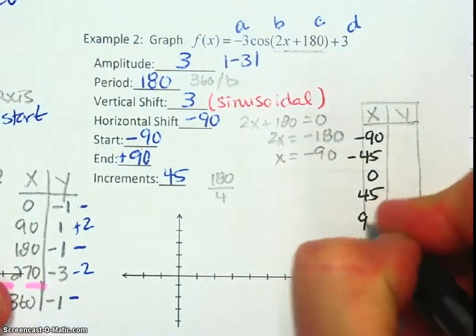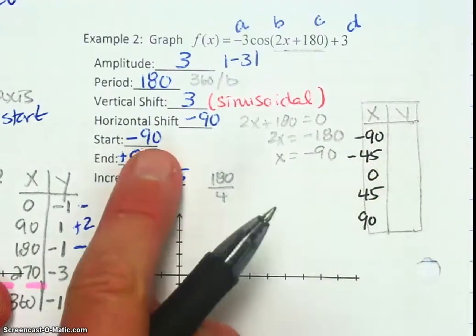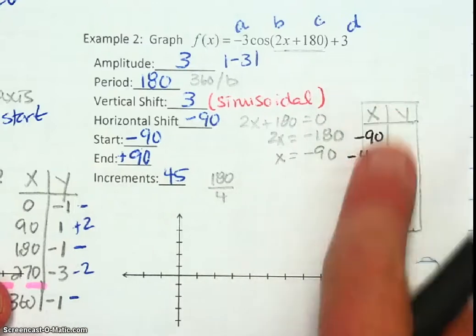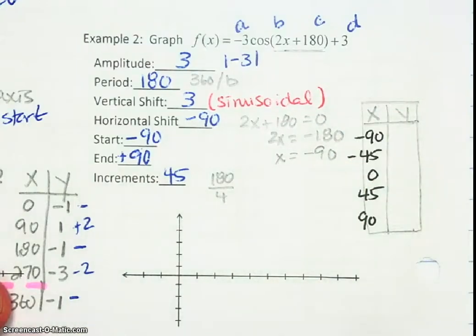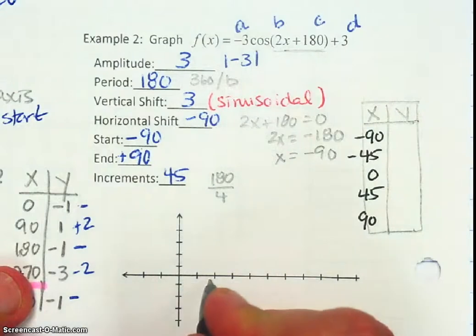And add another 45, and I'm at +90. Now if we look at this, started at -90, ended at +90, increments are 45. There's my 5 points that I'm going to put on my graph. That's my 5 x values. Okay, so when I go to label my graph, what I'm going to do for this one is I'm just going to let each one of these marks represent 45.